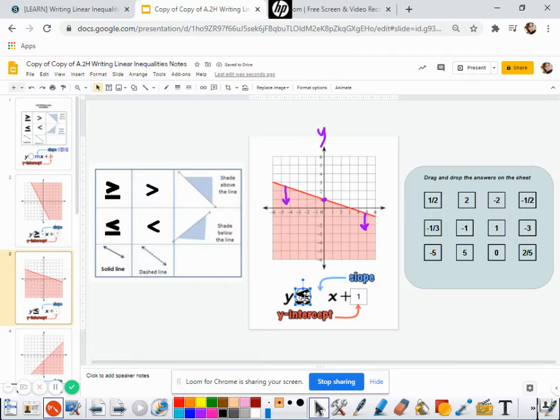And then let's do the slope. So we have to find another pretty point. Okay, so here's my pretty point. That's not a pretty point. That's not a pretty point. That is a pretty point. So right here, here's the next one.